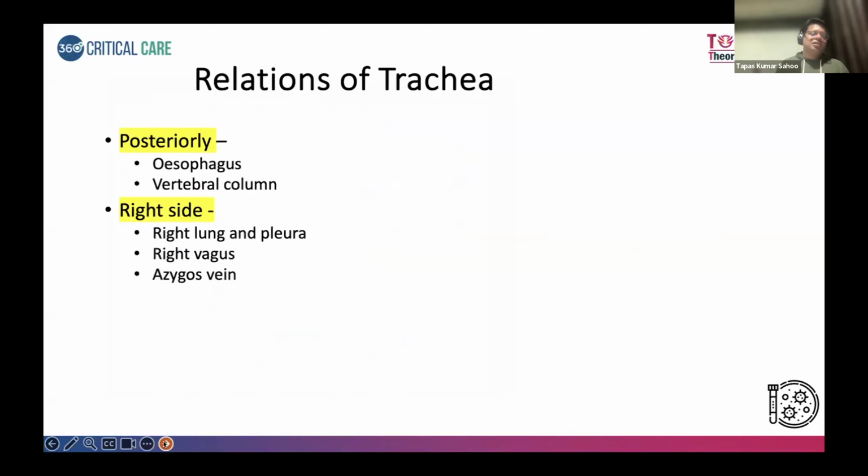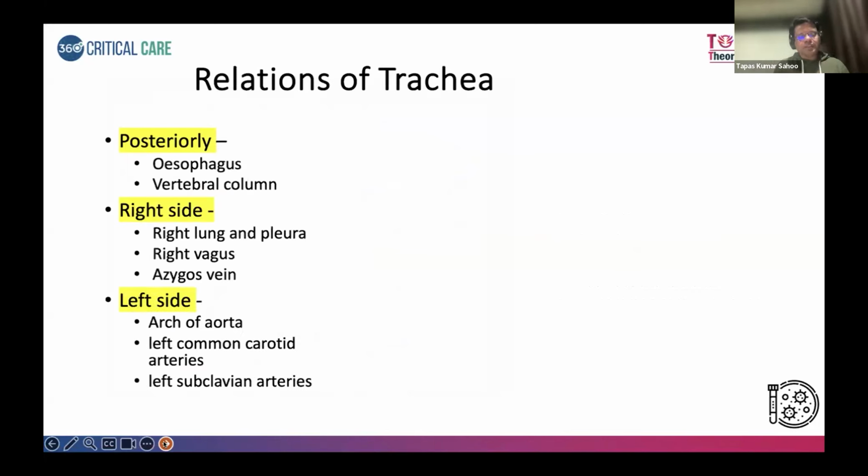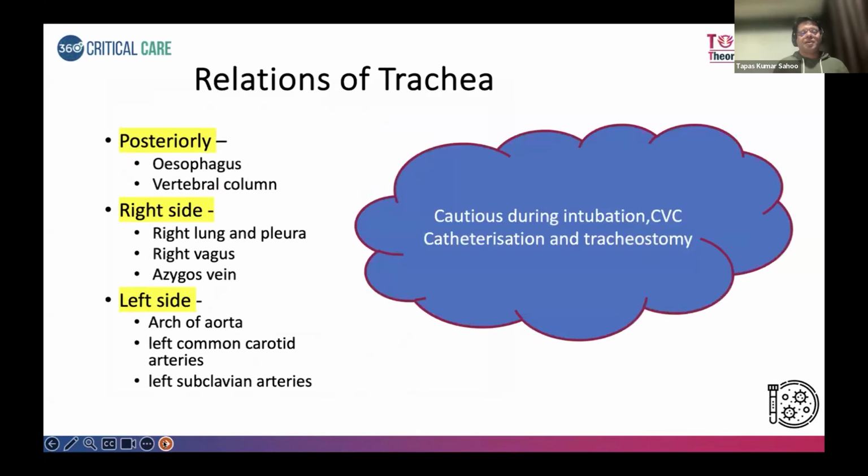Right side: right lung, right pleura, right vagus nerve, and azygos vein. Left side: arch of aorta, left common carotid, left subclavian. So there would be vessels on the left side, and on the right side there would be vessels as well as the right lung and pleura. And posteriorly, there would be the esophagus and vertebral column.